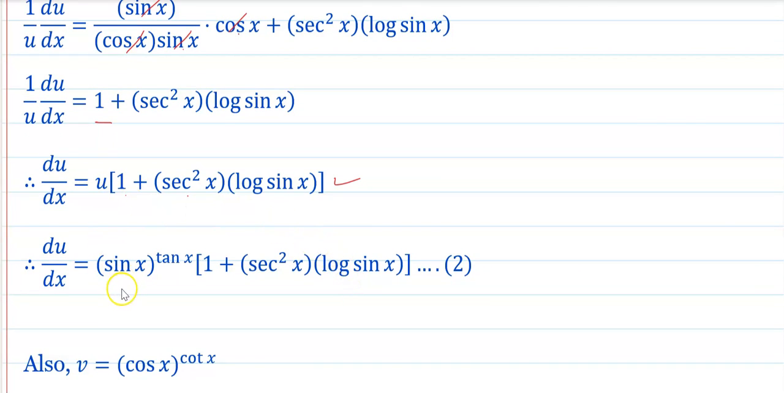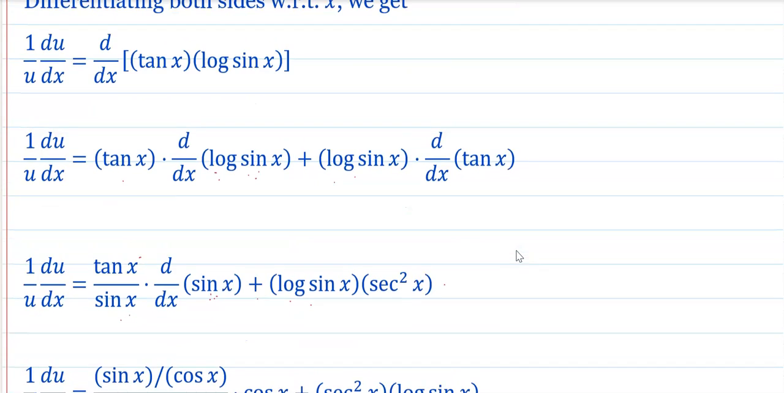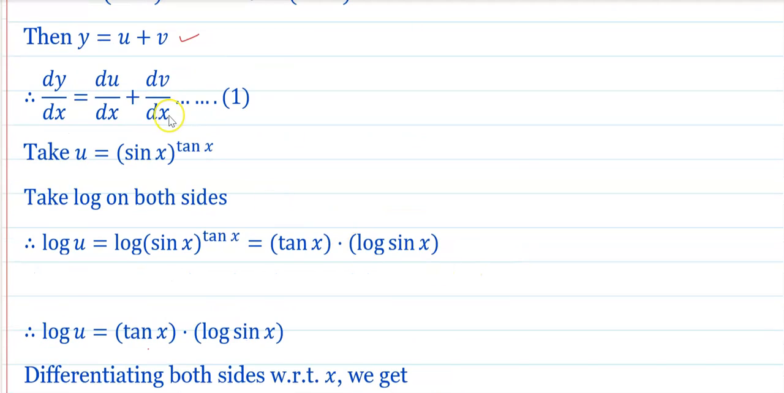Substitute the value of u. What is u? Sin of x bracket is to tan x. And in bracket you will get 1 plus sec square x into log of sin x. This is the second one. Okay. du by dx झाला. Now we'll find out the dv by dx.